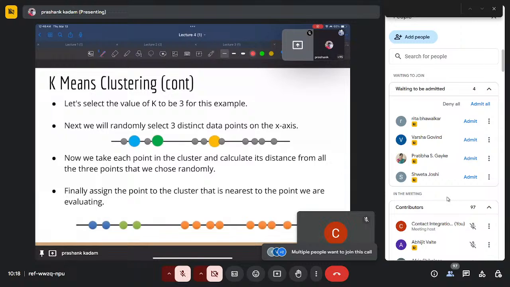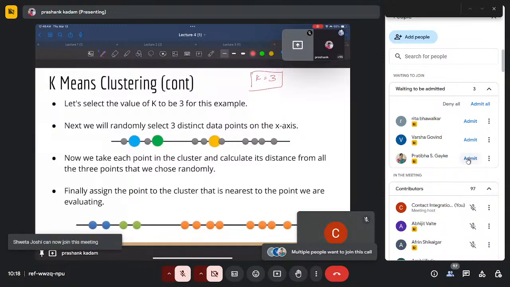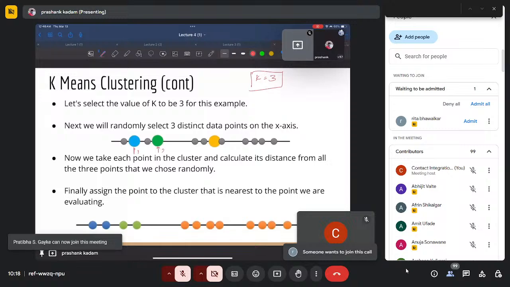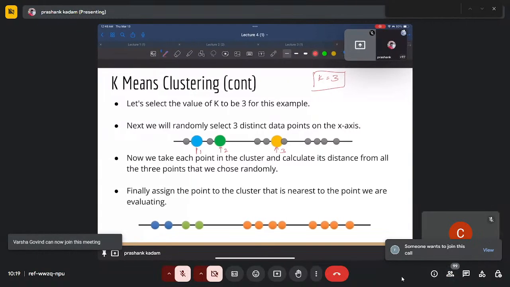Let's say I start with k is equal to 3. For now, let's assume k is equal to 3. We randomly select three distinct points in the data. So on this line, let's say this is 1, this is 2, and this is 3, right? These 3 points we have selected randomly on my x-axis, right?